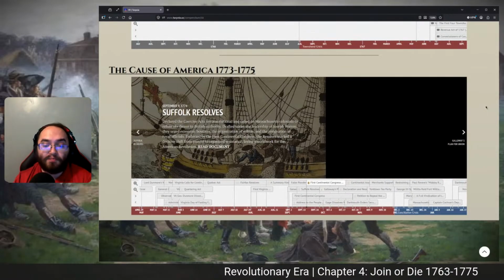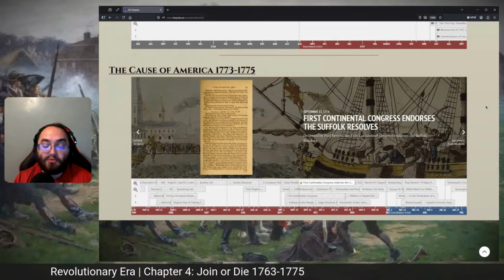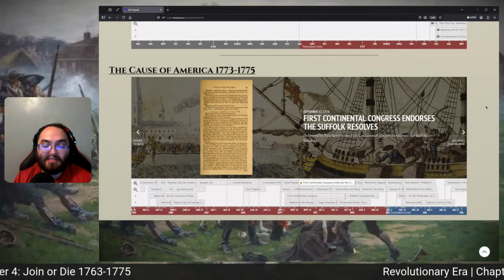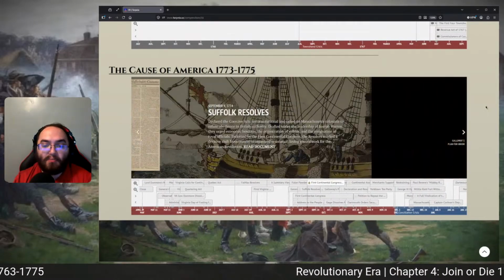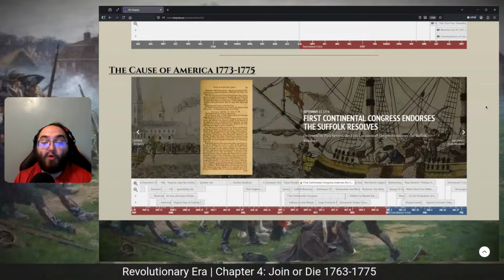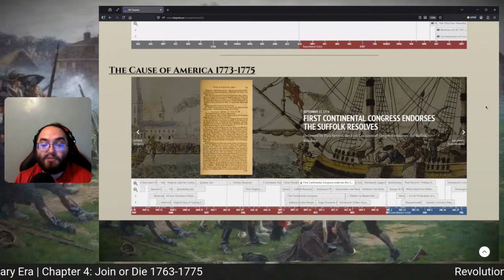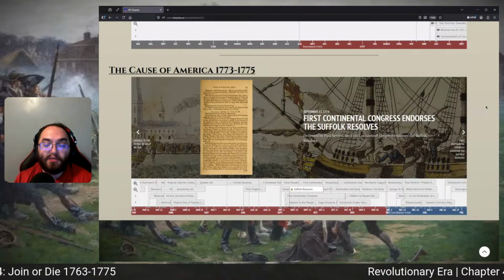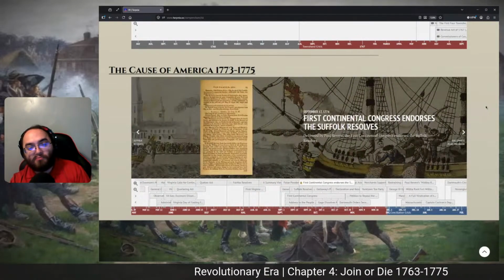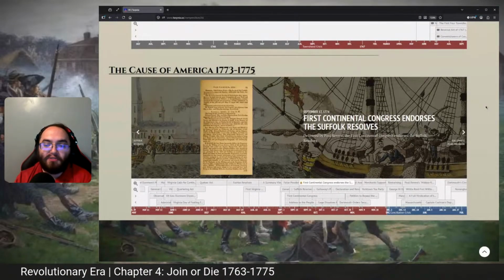Now, the First Continental Congress endorses the Suffolk Resolves on September 17th, 1774, so about a week after the Resolves. And this is delivered by Paul Revere. The First Continental Congress endorsed the Suffolk Resolves. So this is made in Massachusetts, and then it gets delivered by Paul Revere to the First Continental Congress in Philadelphia.